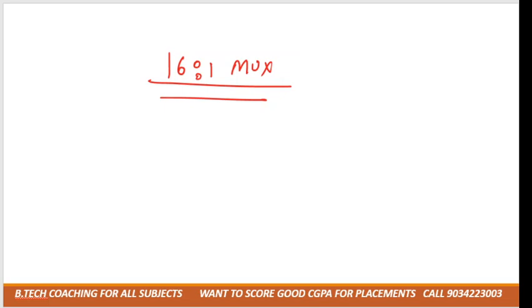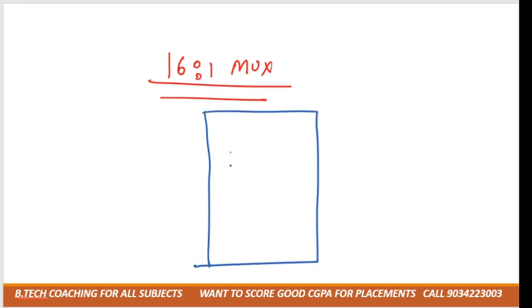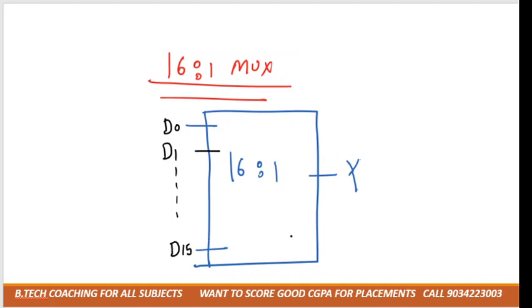Today we're going to discuss the 16:1 multiplexer. As its name suggests, we have 16 inputs, and only one output, denoted by Y. The 16 inputs start with D0, D1, and so on up to D15. Correct? So in a 16:1 mux, how many select lines are there?